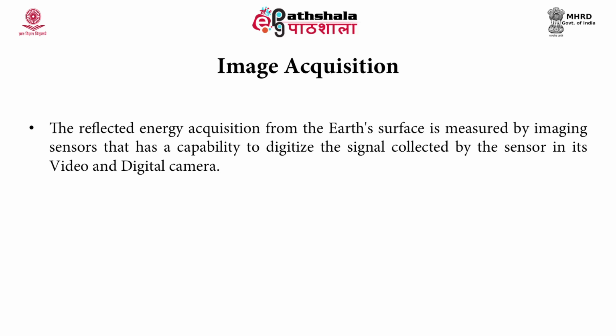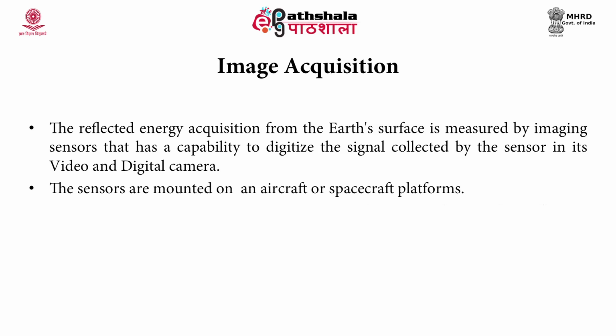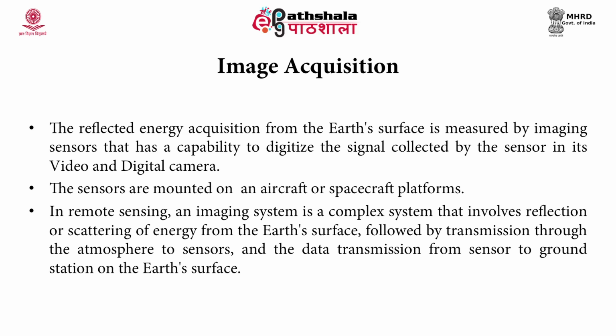The reflected energy from the Earth's surface is measured by imaging sensors that have the capability to digitize the signal collected by the sensor, as in a video or digital camera. The sensors are mounted on aircraft or satellite platforms. In remote sensing, an imaging system is a complex system that involves reflection or scattering of energy from the Earth's surface, followed by transmission through the atmosphere to sensors, and the data transmission from sensor to ground station on the Earth's surface.